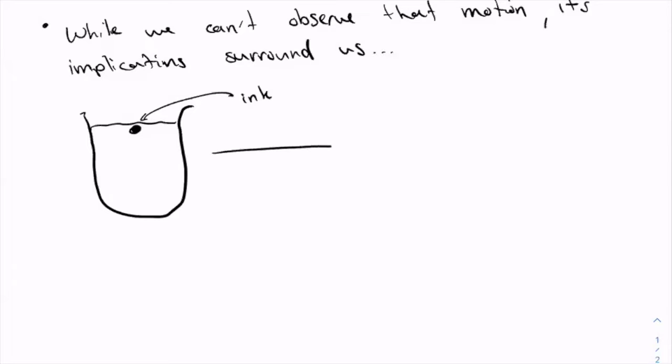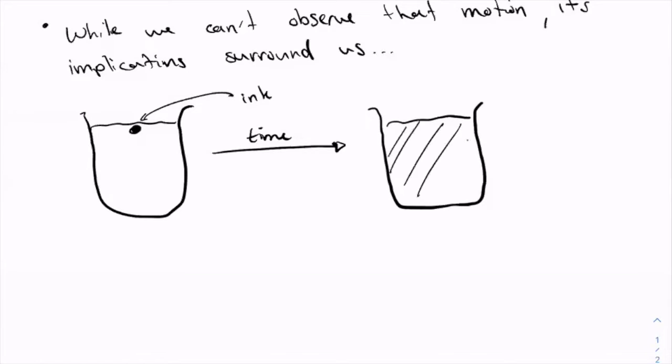And the first implication of all that motion is that if we were to wait over some time, we know what's going to happen. We should expect that if that ink is miscible, and it's a water-based ink in our case, that if we wait a long enough amount of time, that ink should spread through the glass.